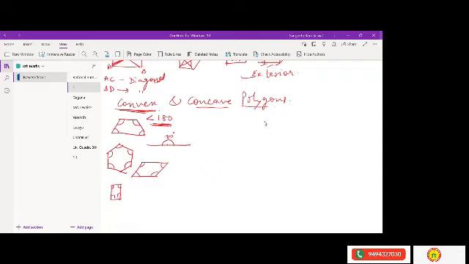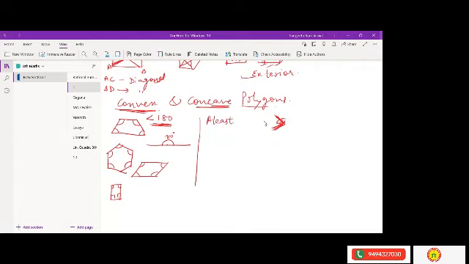Now coming to concave polygons. Now the word cave is here. Cave means something that is like this, cave sort of. Gufa, you have heard about it, no? Caves. So that is concave polygons. The speciality in this kind of figure is that at least one interior angle should be greater than 180 degrees. At least.